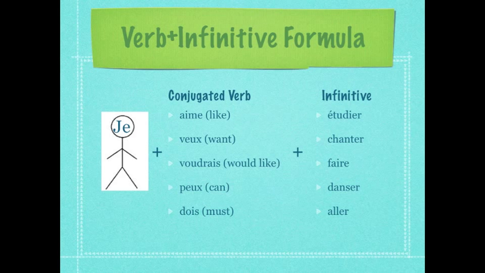You start with a person, such as je, and then conjugate the verb for that person, such as aime, veut, voudrait, peut, or doit. And then you can add any infinitive you want, such as étudier, chanter, faire, danser, or aller.